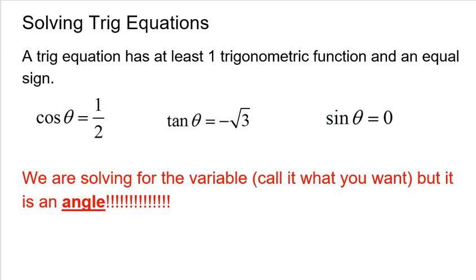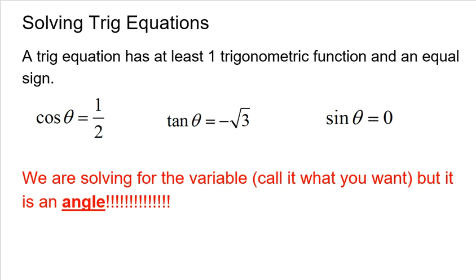So a trig equation obviously has at least one trigonometric function. You can't call it a trig equation if there's not a cosine, a tangent, a sine, a cosecant, a secant, or cotangent somewhere in there. And there obviously has to be an equal sign. I mean, equations all have equal signs. So here are three really good examples of some very simple, basic trig equations. Notice that all three examples have an equal sign, first and foremost, and they all have a trig function.